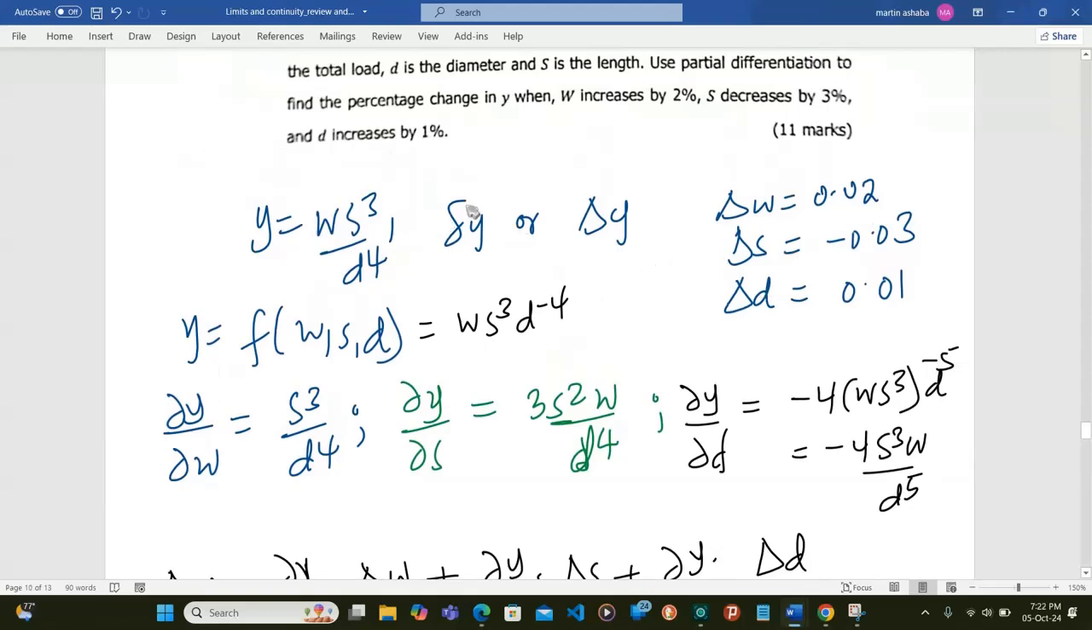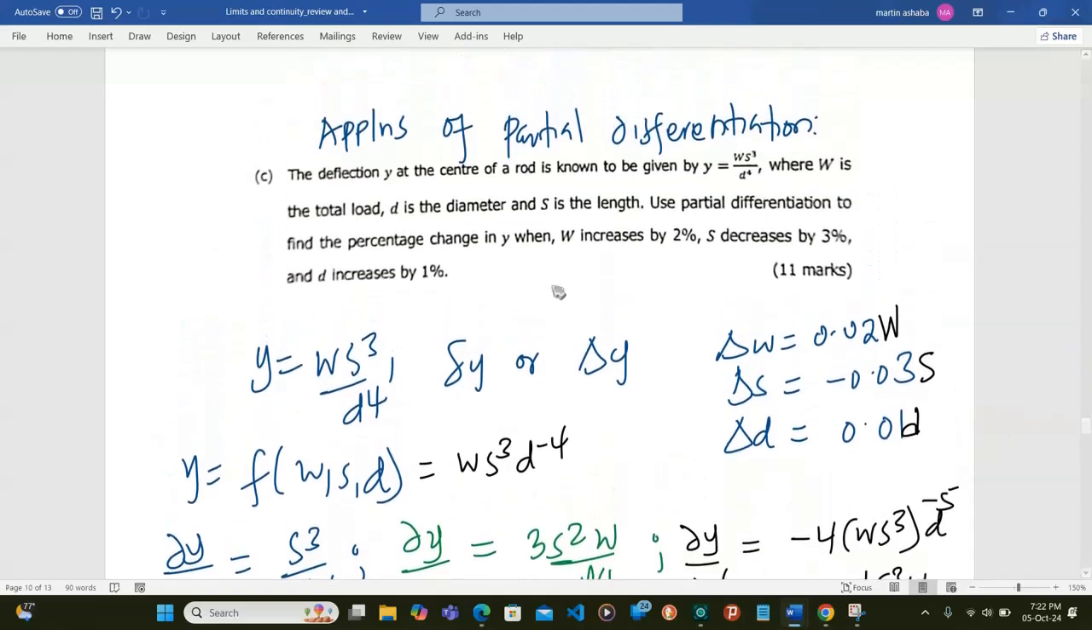So what we would do here is use the percentage change. This is the percentage increase. The percentage increase in W would be 0.02 times W. The increase in S would be that percentage times S. Then the increase in D would be 0.01 times D. You have to understand that these are percentages, and therefore they are going to be multiplied by the original values. So to get the increase, for example, in D, this would be D times the 1%.